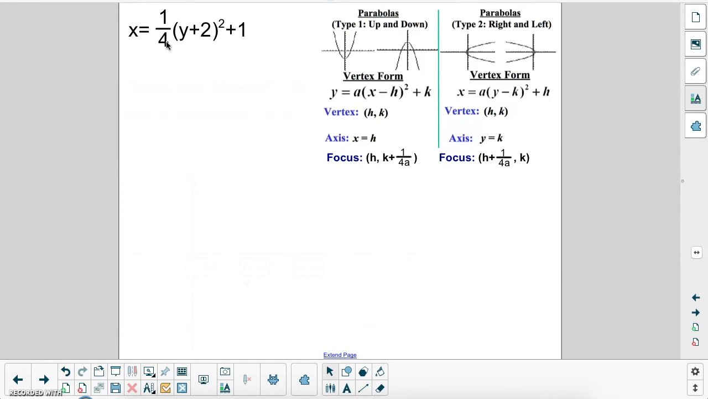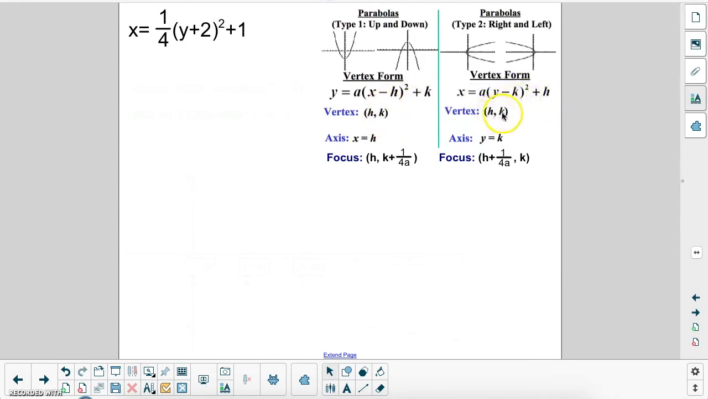First, let's talk about the way this parabola equation looks. It's a little different than what we've dealt with prior to Algebra 2. It's y squared instead of x squared. So it's going to look like this type 2 parabola that opens either right or left. Notice the vertex form is a times (y minus k) squared plus h. So the h and k are actually in different spots on those vertex form equations.